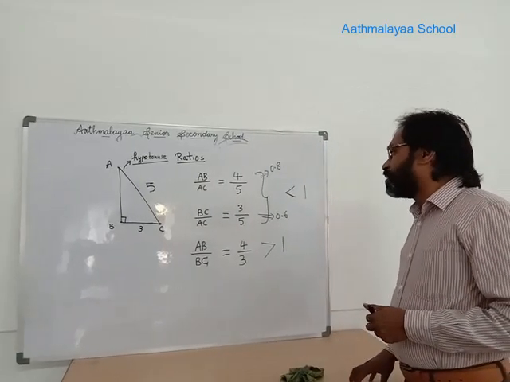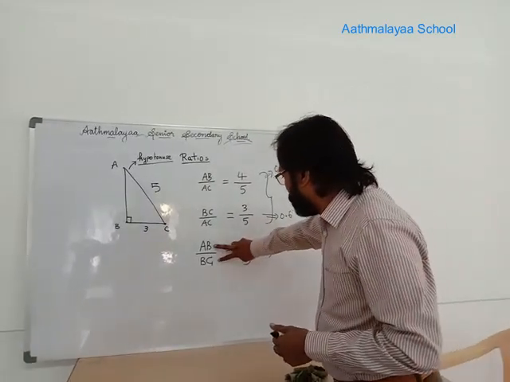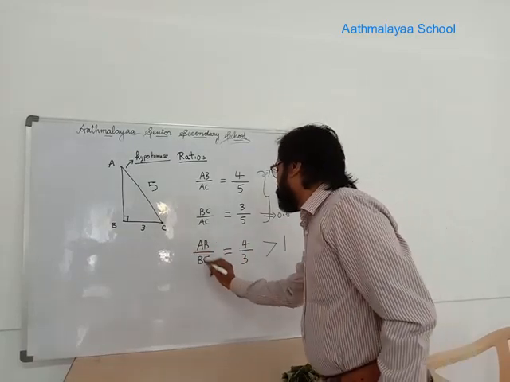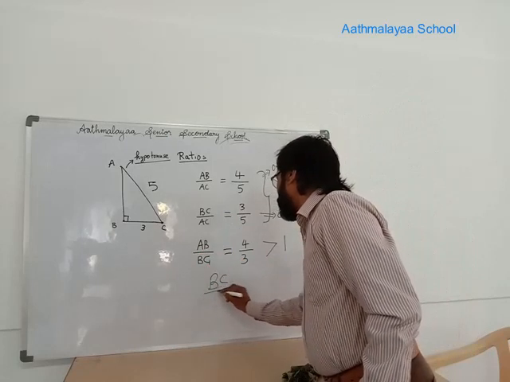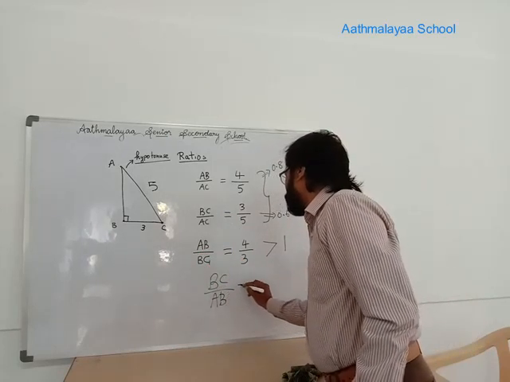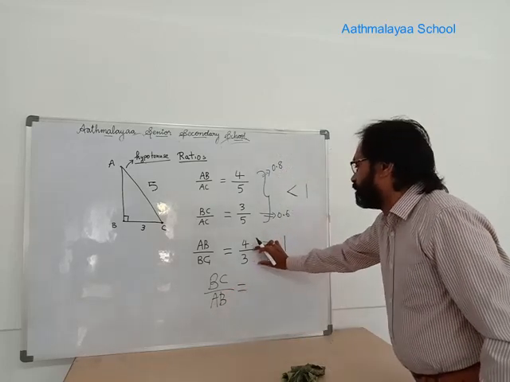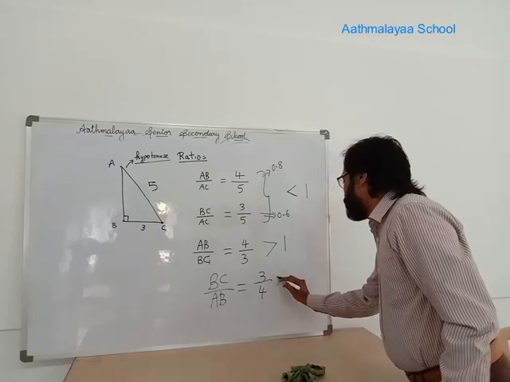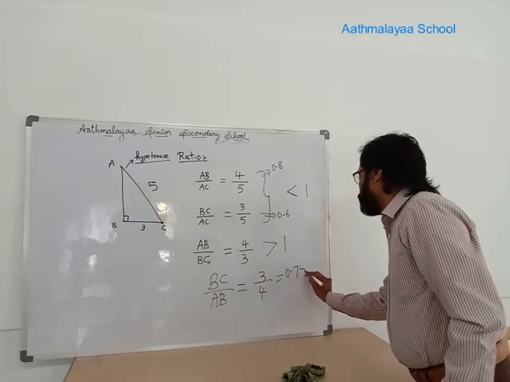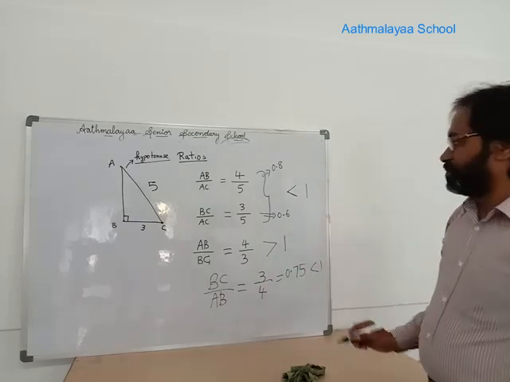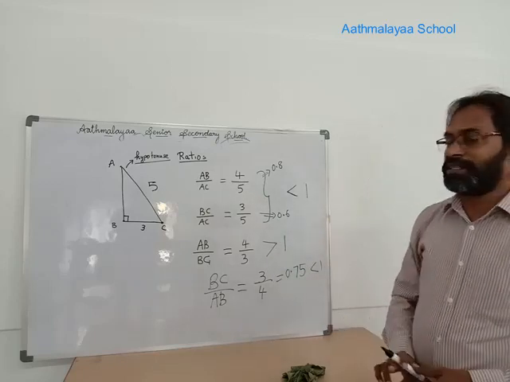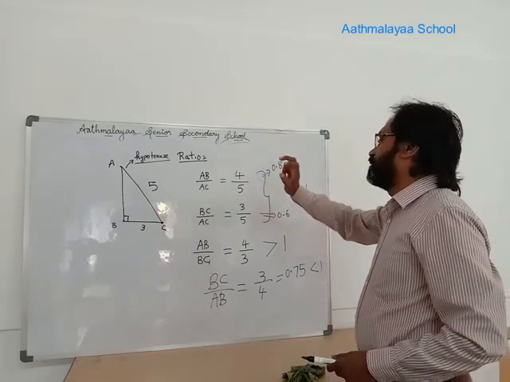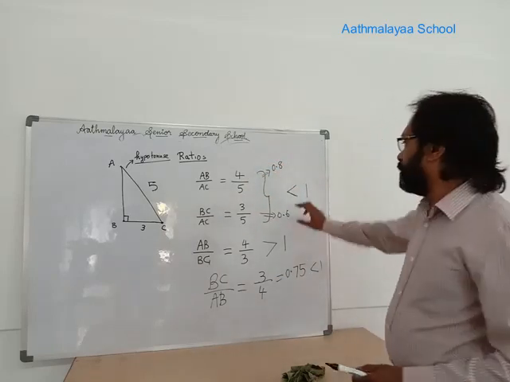You may ask me, what if I write, instead of AB by BC, BC by AB? Then what will I have? I will have 4 by 3 reversed as 3 by 4, and in this case it is 0.75, which is less than 1. So if I reverse this, it becomes lesser than 1. Again, if you reverse these two values as well, then we will have greater than 1.